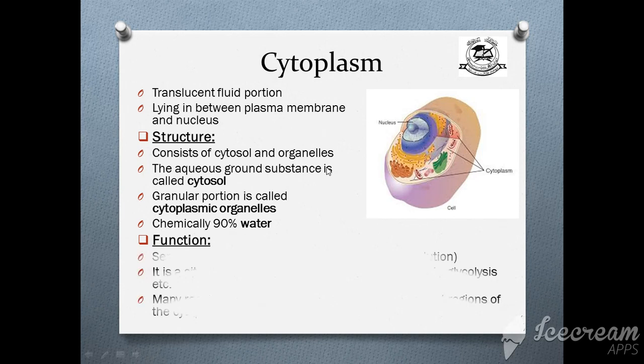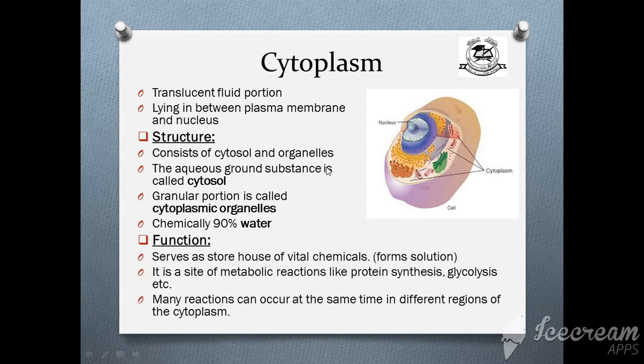Now basic function of cytoplasm, it serves as a storehouse of vital chemicals, forming solution. Many solutions are dissolved in that aqueous ground. When they are needed by the cell, cytoplasm provides them. It is a site of metabolic reactions like protein synthesis, glycolysis, etc. So protein synthesis and glycolysis all happen at a cellular level within the cytoplasm.